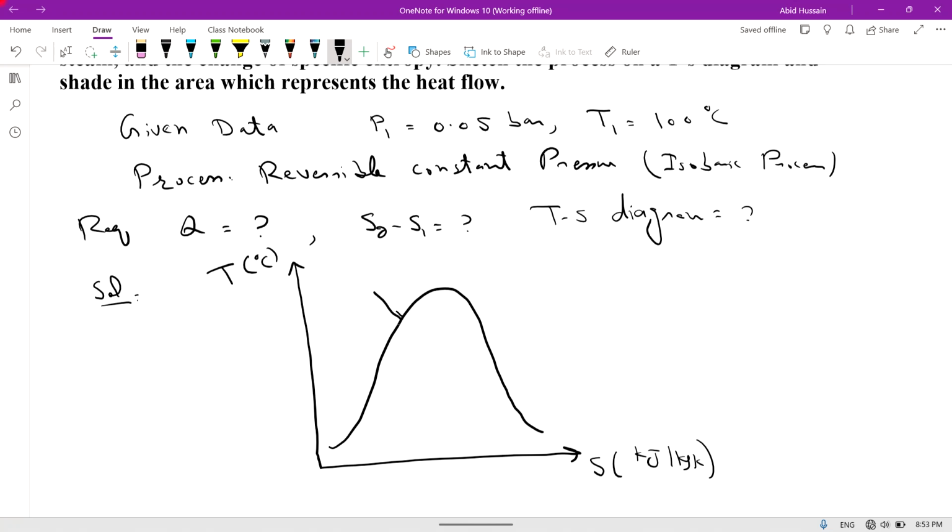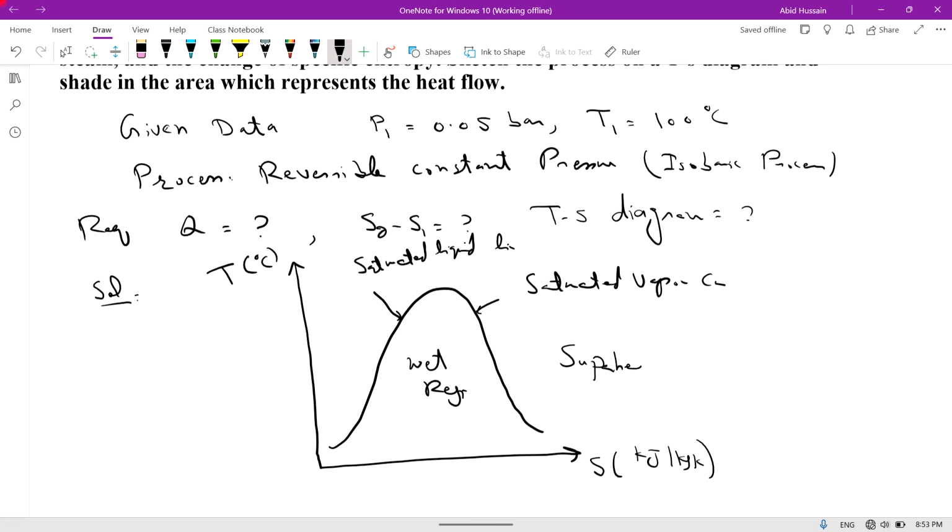This is the saturated liquid line. This is the saturated vapor line, or saturated vapor curve. This is the wet region and this is the superheated region. Now pressure is constant.